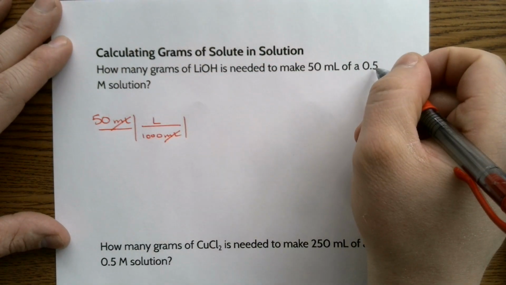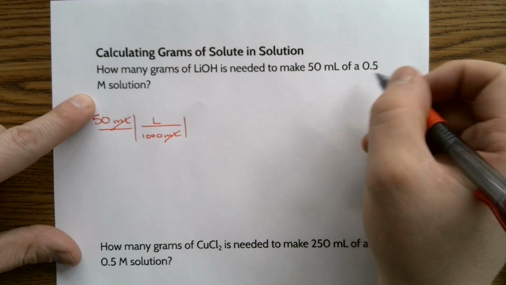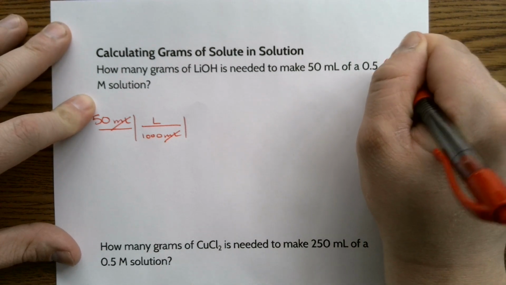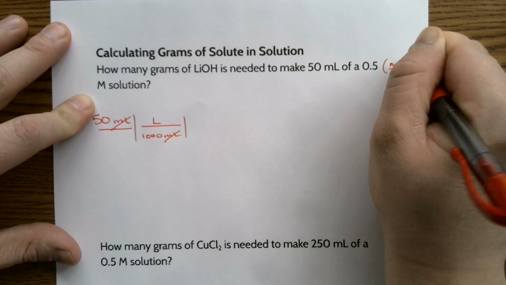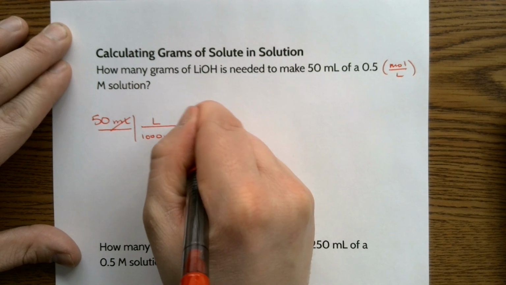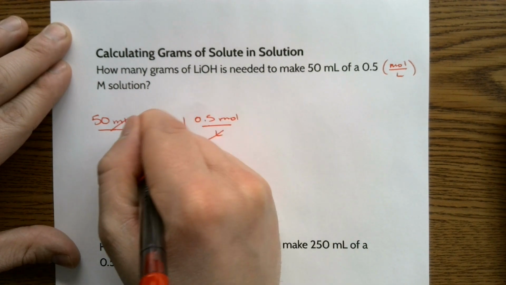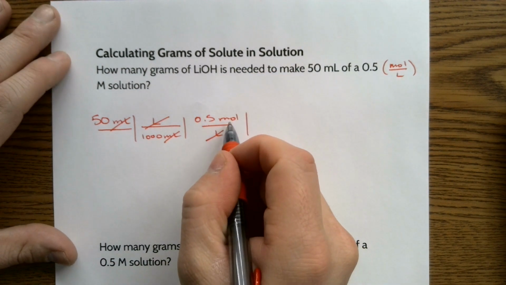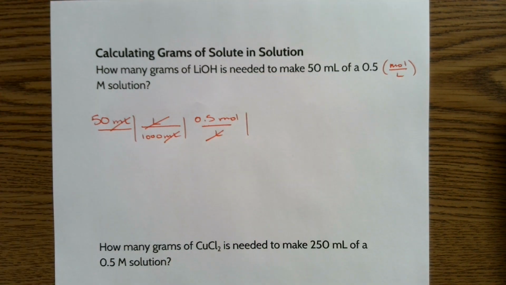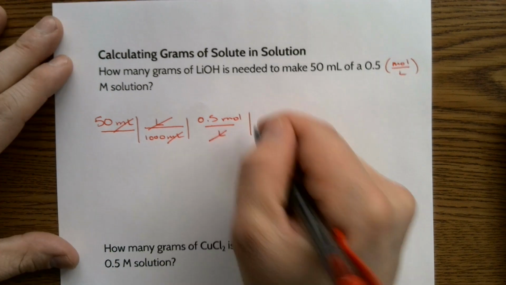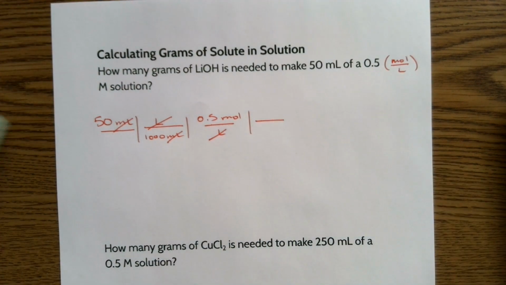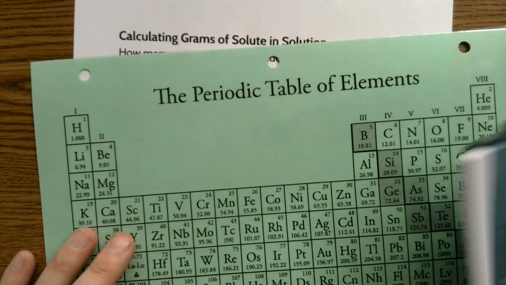And now I can use the 0.5 M solution. It got broken up, but it's okay, I'm going to make use of it. This is equal to moles per liter. So when I put this in, 0.5 moles per liter, my liters now cancel, and I'm left with moles. Knowing what we've learned about conversions, I can convert my moles into grams. So this requires me to find the molar mass of lithium hydroxide.